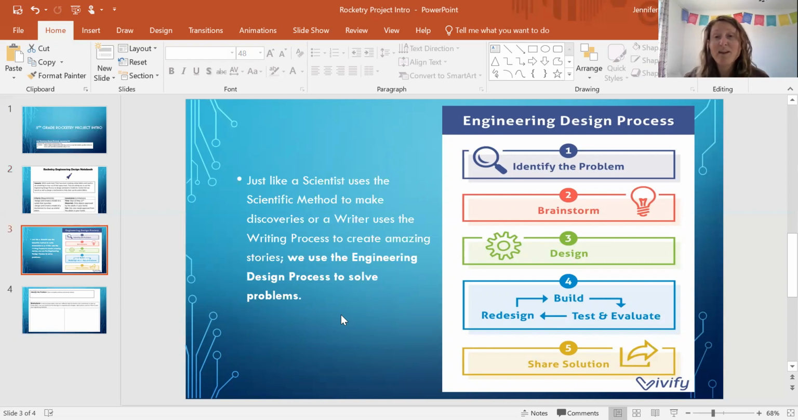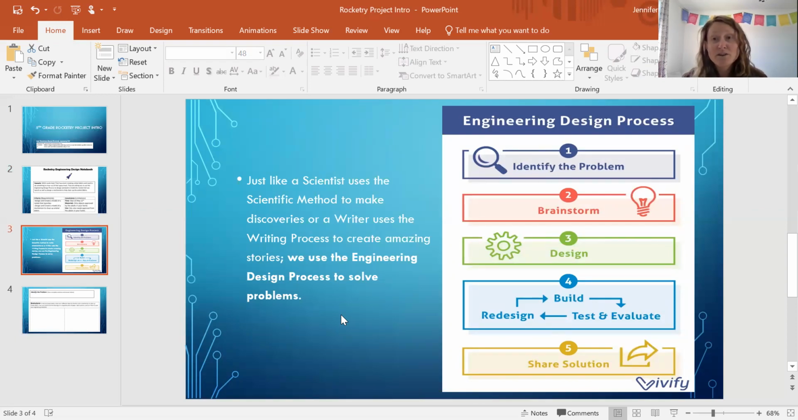Sometimes with a big problem, it helps to break it up into smaller chunks. And so that's what we're going to be doing with this project. Today, we're going to start with identifying the problem and brainstorming. And then next week, we'll move into the design and then the building stage as well.